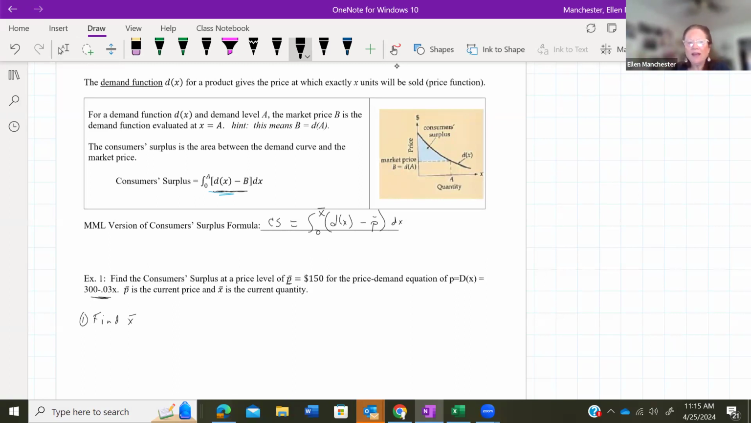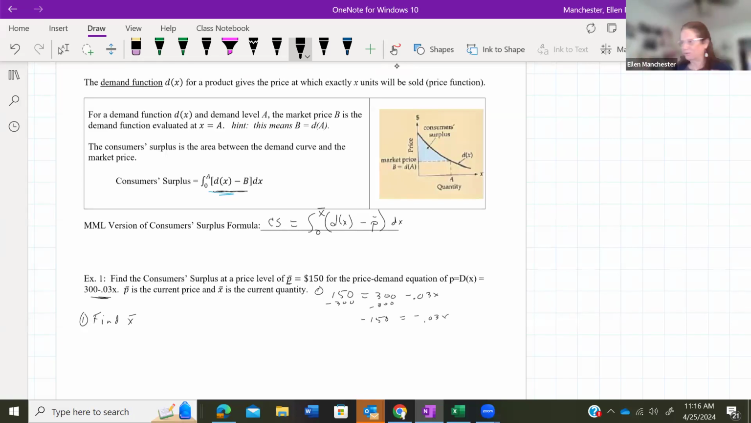All right. How do I do that? Well, the demand function is a price. It means the same thing. So I'm going to plug in the 150 here. So my price is 150 and it equals the demand function. So what I'm doing is finding X. Now I'm just going to solve my equation. So I get negative 150 equals negative 0.03x.